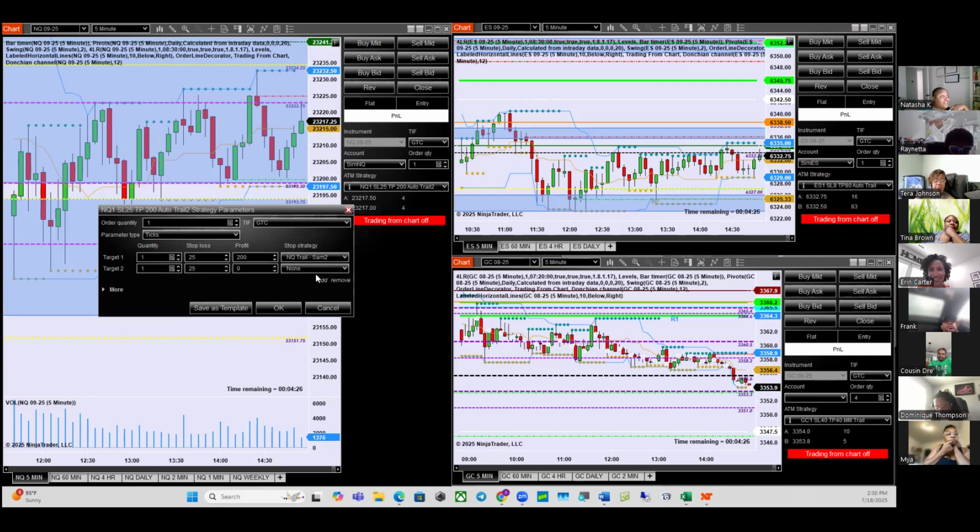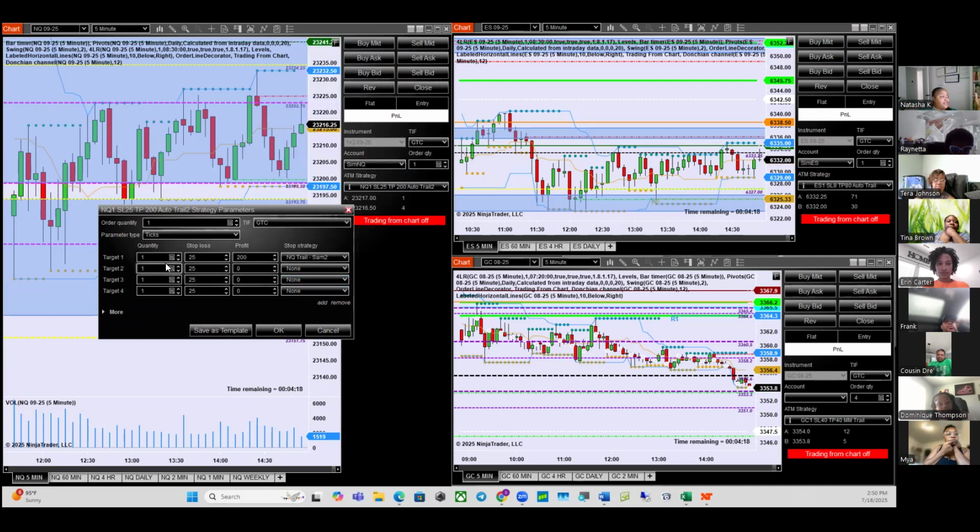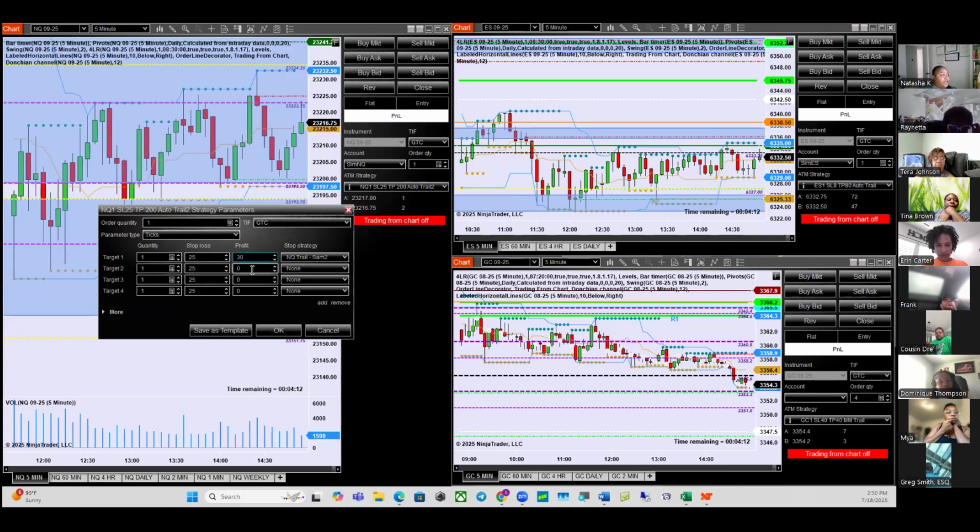Yep. When you see Sam with multiple contracts, you're going to see him have multiple targets. He's placing different targets here. So contract 1 will come off at 30 ticks of profit. Contract 2 is going to go to 50 ticks of profit. Contract 3 may go to 80 ticks of profit. Contract 4 may go to 100 ticks of profit.